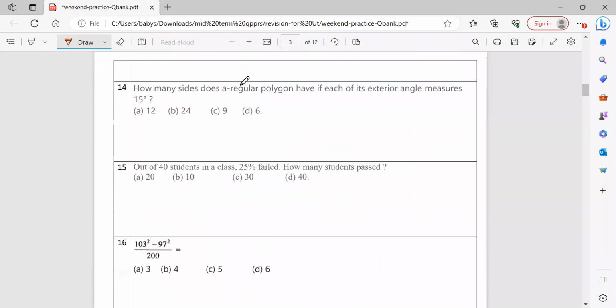Moving on. How many sides does a regular polygon have if each of its exterior angles measures 15 degrees? Okay, again, it's a regular polygon. So let the number of sides be n. n is equal to 360 by E. E is 15 in this case, right? So you can do it easily.